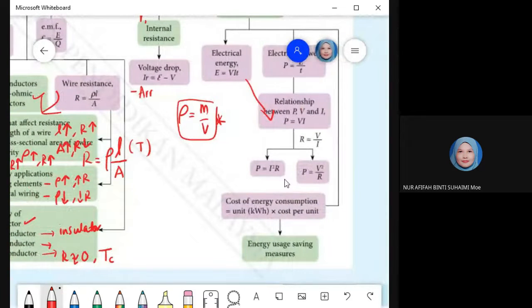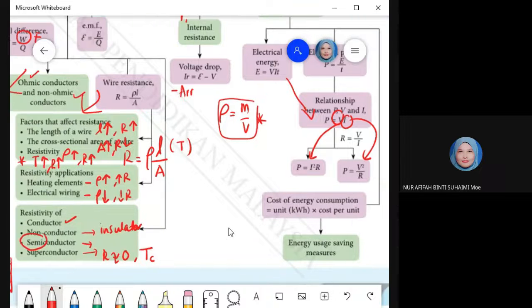Dan yang ni you just convert the Ohm's law into the equation. Tukar sahaja. From P equal to IV. Sama ada you tukar I ataupun you tukar P. Okay. Ini dia tukar I, yang ini dia tukar V. Tak ada V. Ini tak ada I. So depends on the question. Right? Dan jangan lupa cost of energy consumption mesti in kilowatts an hour. Kalau 30 minit tukar kepada hour. Okay. Right.